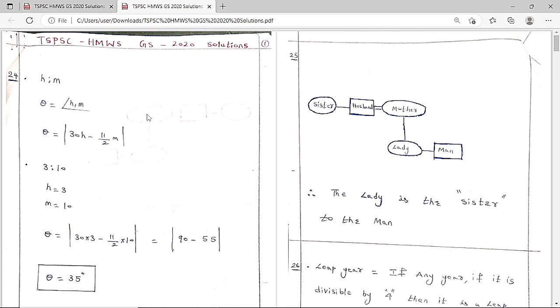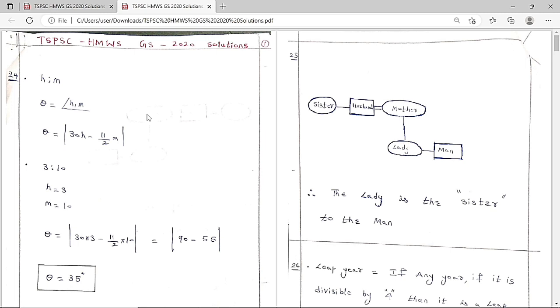So in the question, the time is 3:10. So the hour is 3 and the minute is 10. So h is equal to 3 and m is equal to 10. Substituting in the formula, theta is equal to the modulus of 30 into 3 minus 11 by 2 into 10, because h is equal to 3 and m is equal to 10.